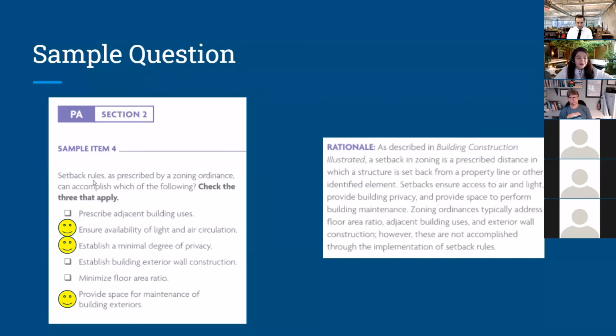Okay, so we need to read the question carefully. The question starts with setback rules, so what a setback does, not exactly what the zoning does or covers. We do have the uses of the different buildings in zoning, but a setback doesn't tell you what the adjacent building needs to be. A setback allows you to have light and circulation, privacy, and maintenance of building exteriors. So read the questions carefully. In this case, it was throwing us off with zoning ordinance, but we actually need to focus on setback rules.